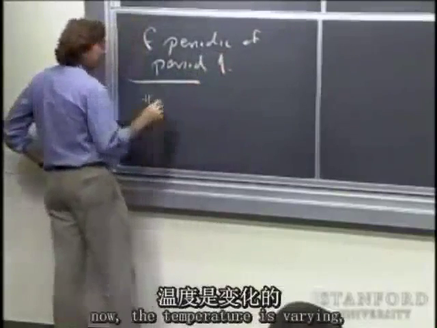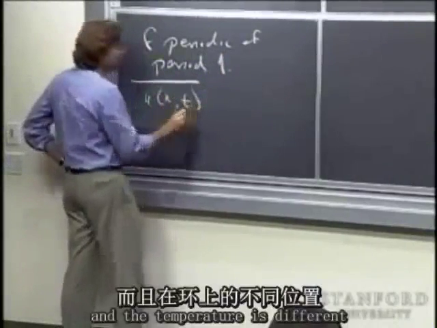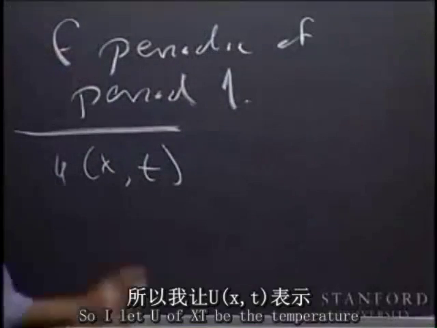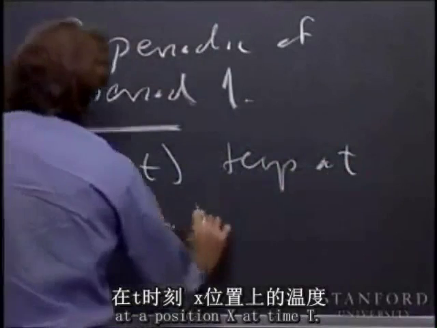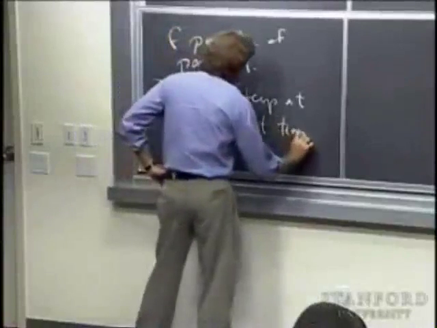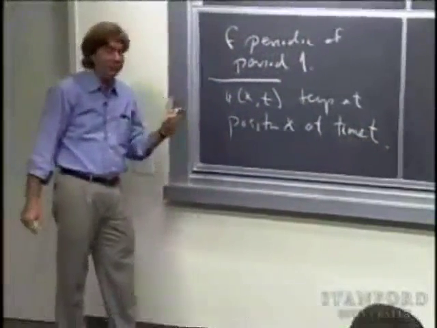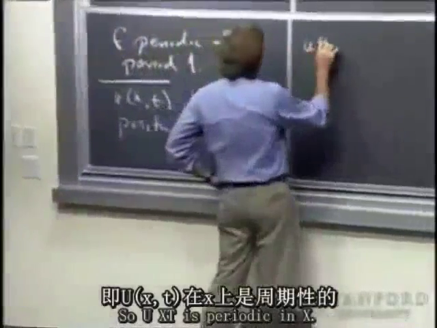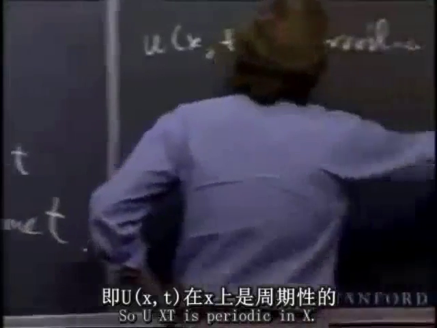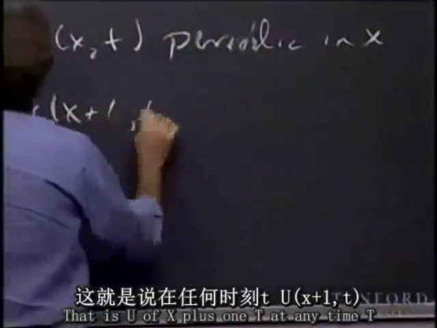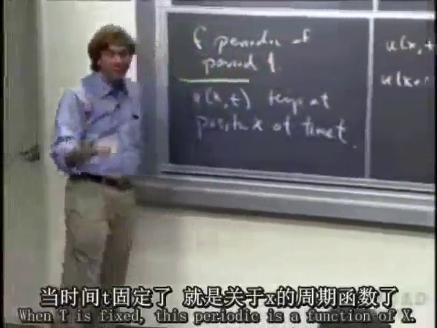All right? Then we let u of x,t. Now the temperature is varying both in position and in time. The temperature changes as a function of time, and the temperature is different at different points along the ring. So I let u of x,t be the temperature at a position x at time t. All right? Then u is also a periodic function in the spatial variable. So u of x,t is periodic in x. That is, u of x plus 1, t at any time t is u of x at the same instant of time, t. When t is fixed, it's periodic as a function of x.